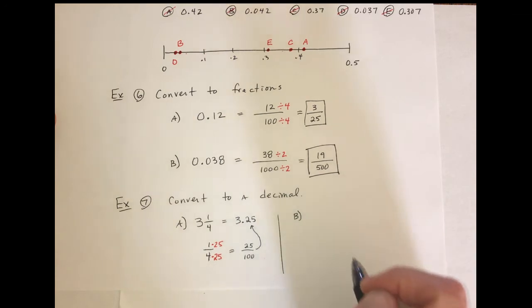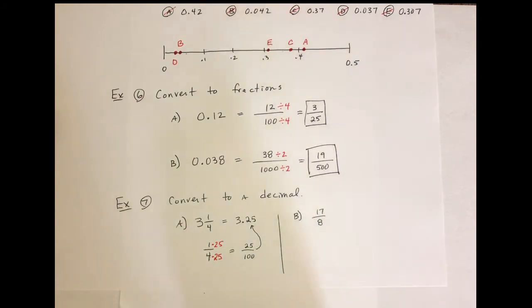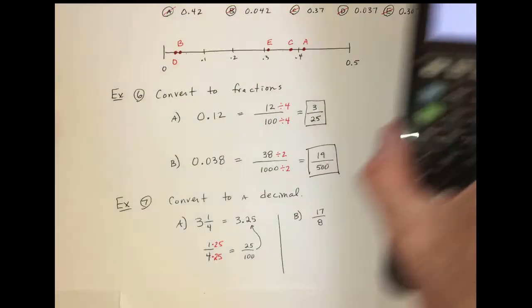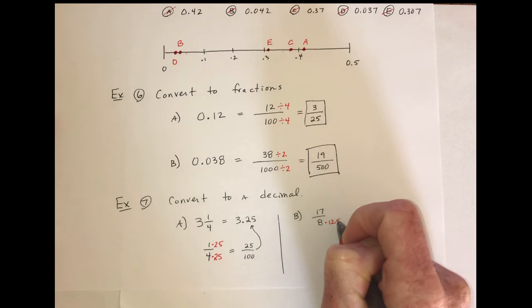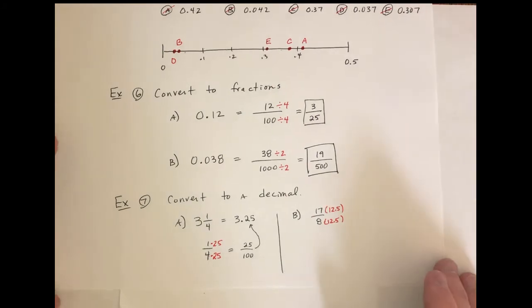Then for part B, how about 17/8? So is it possible to multiply something with this 8 and get 100? Or in other words, is 100 divisible by 8? It's 12.5 times. So that is one way to do it. So you could multiply by 12.5 and multiply by 12.5. I'm not saying that's the easiest way to do it, but that's one way to do it.